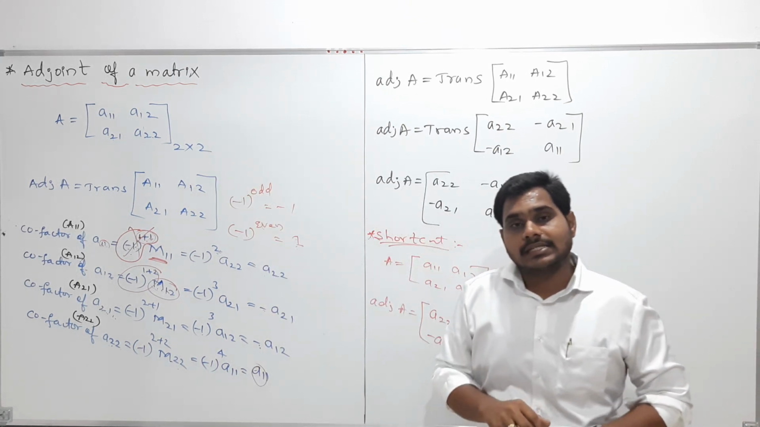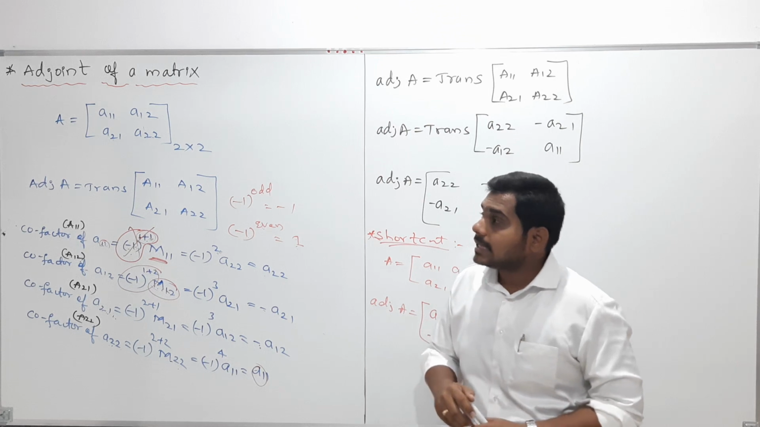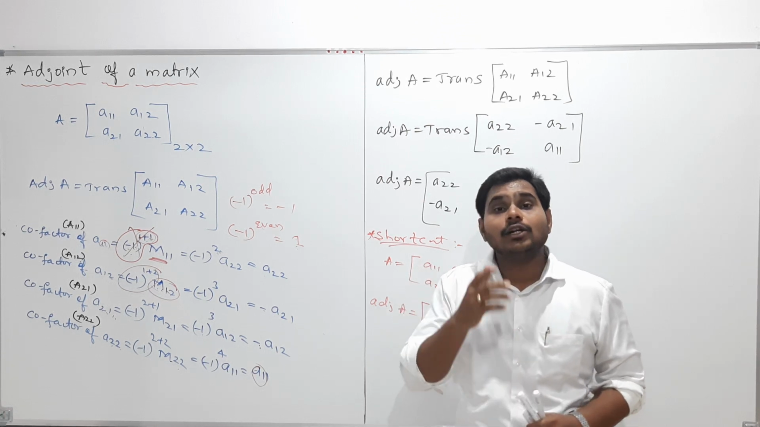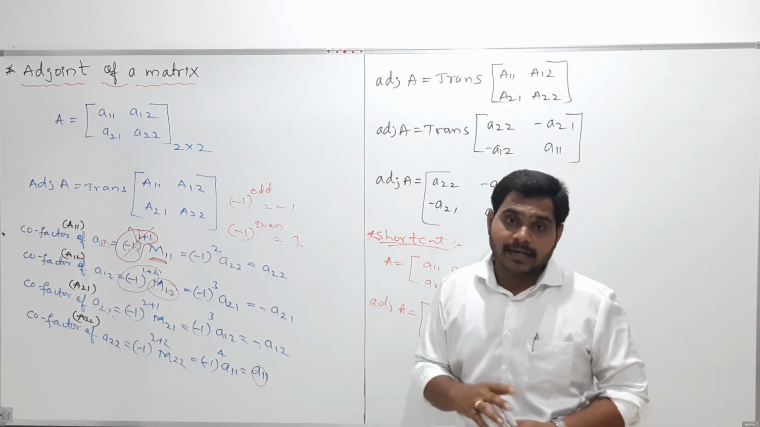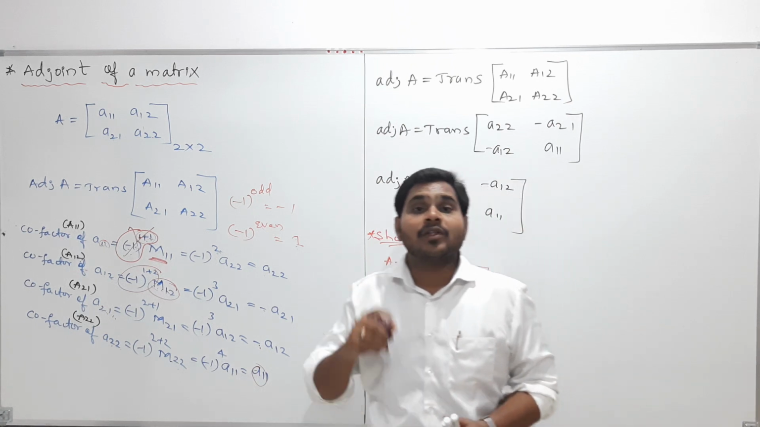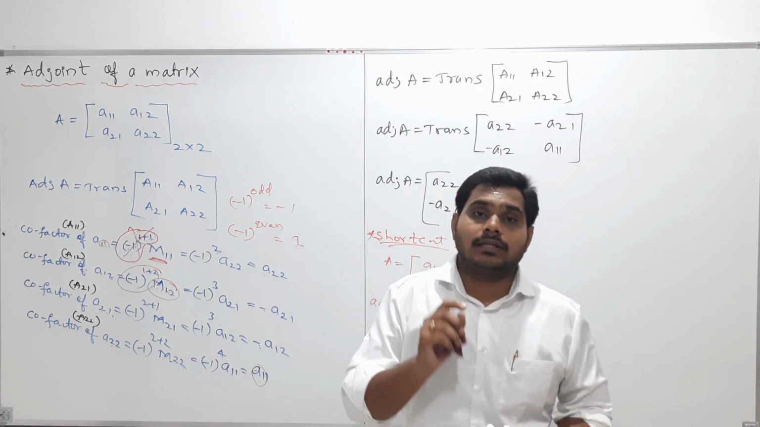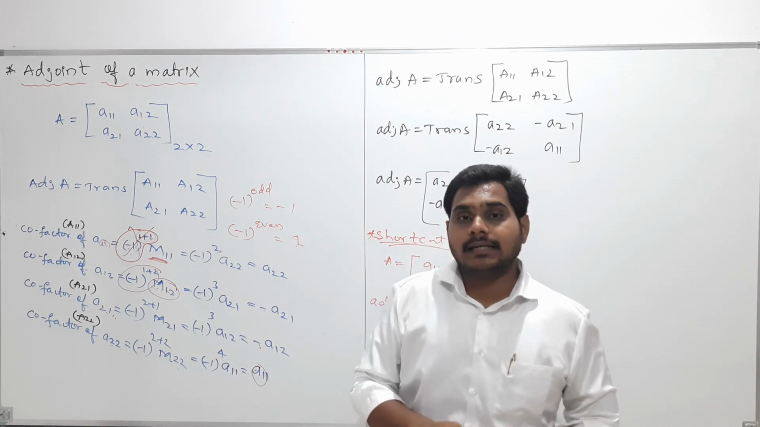And now my dear students, next I'll discuss the method to calculate the adjoint of a matrix if the matrix is given to you of the order 3 cross 3. Clear? That I'll discuss.